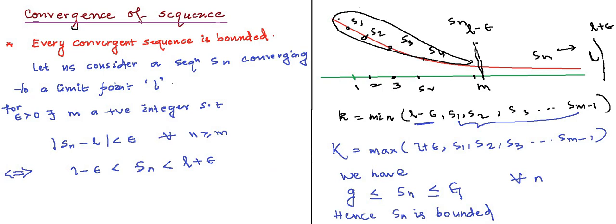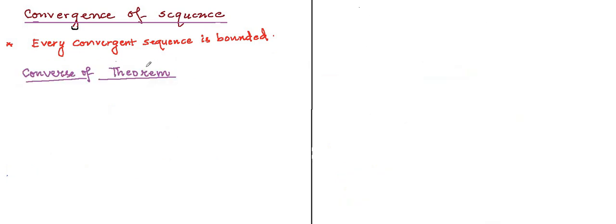Now let's see whether the converse of this is true or not. As we have explained one way, that every convergent sequence is going to be bounded, we will be checking whether all bounded sequences will be convergent. Let's take one example and understand if this is going to be true or not. So we are going to check the converse of the theorem now. We will be considering a bounded sequence and checking whether that bounded sequence is convergent or not.